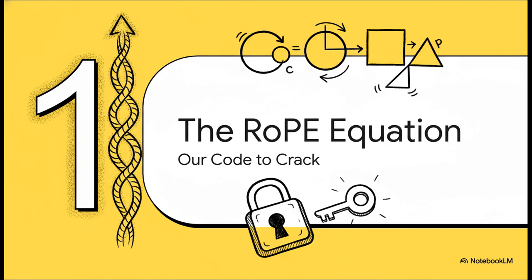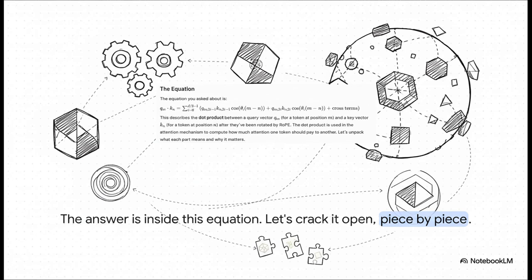And the secret to how it works? It's all locked away inside a single equation, and we're going to crack it open together. And here it is. I know it looks a little intimidating, but I promise by the time we're done here, every single piece of this is going to make perfect sense. This formula is what tells an AI how much attention one word should pay to another, and it uses a really beautiful geometric trick to pull it off.